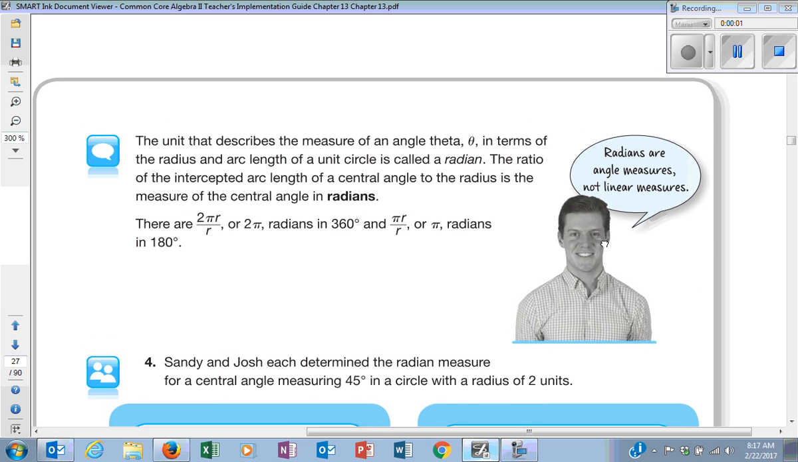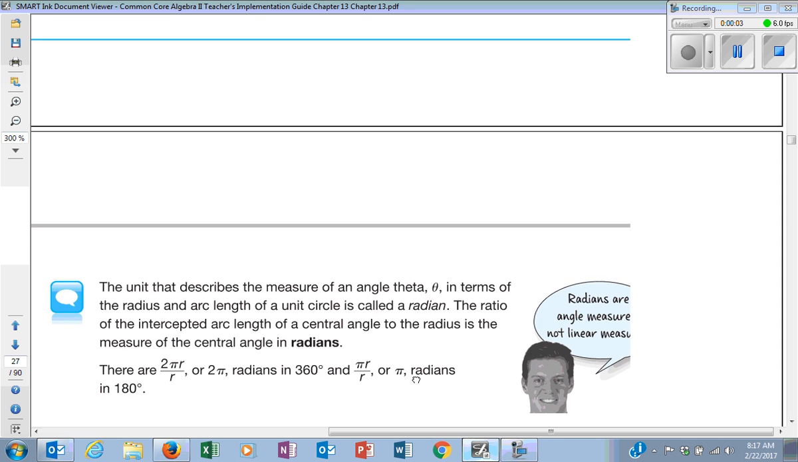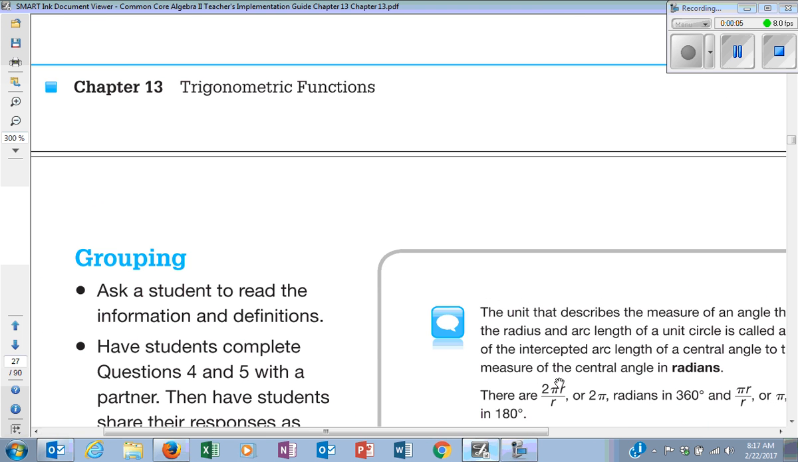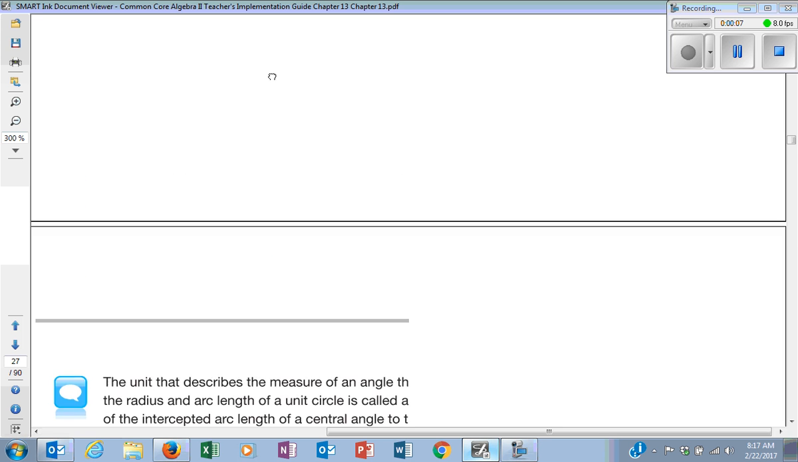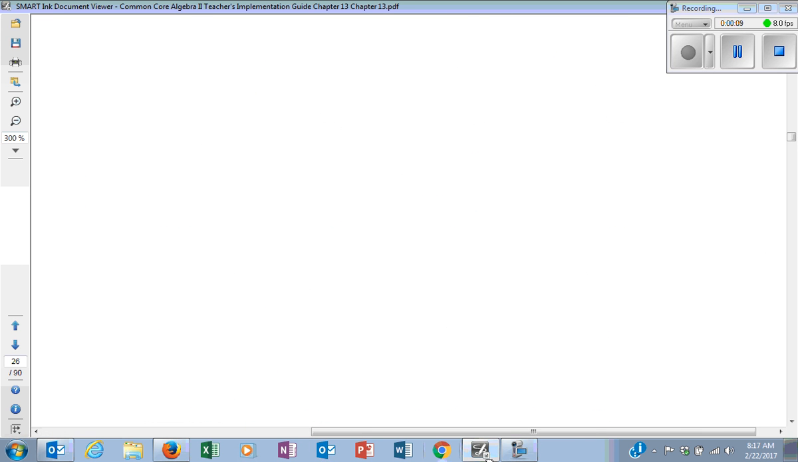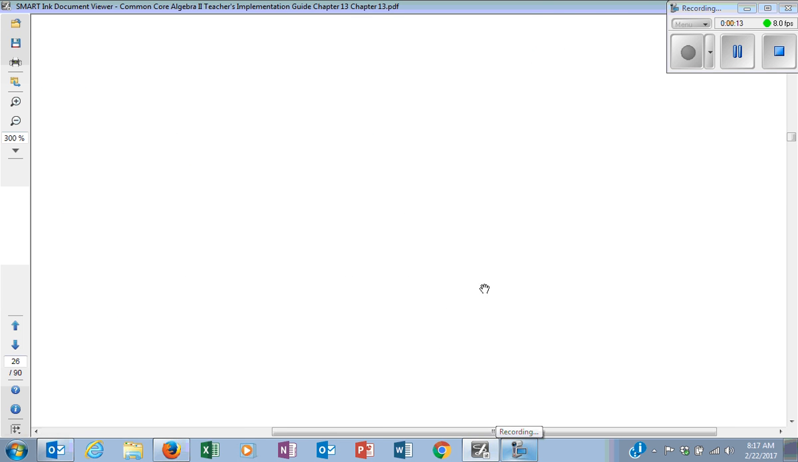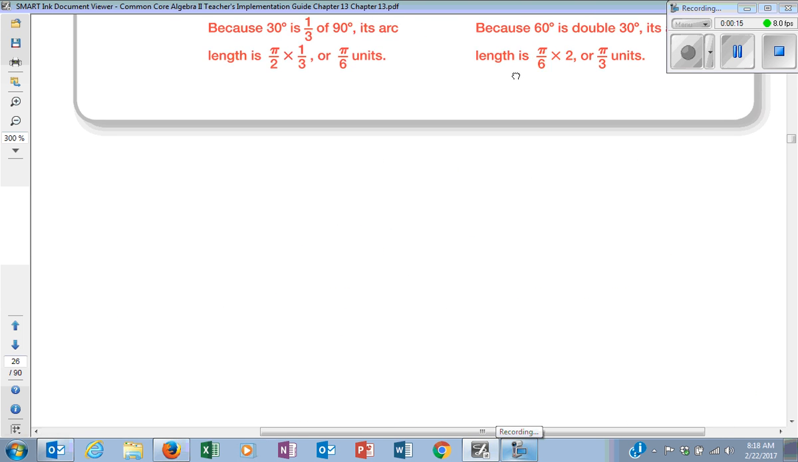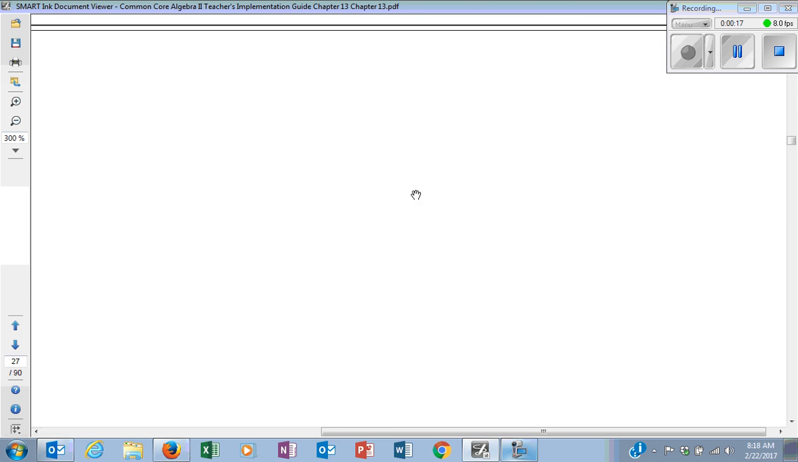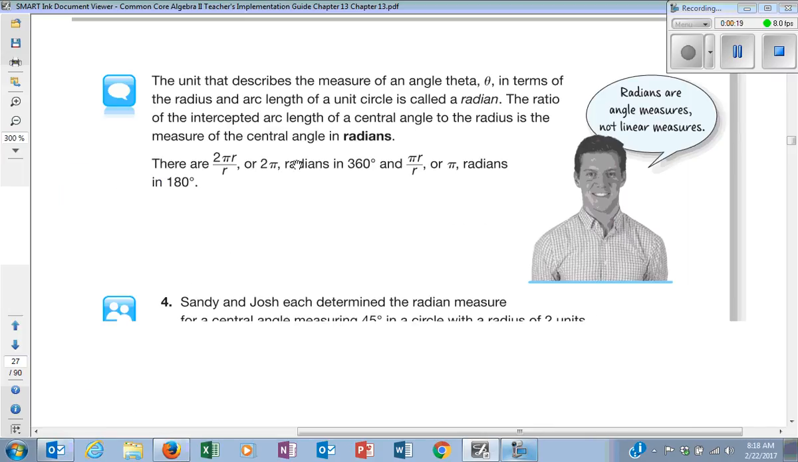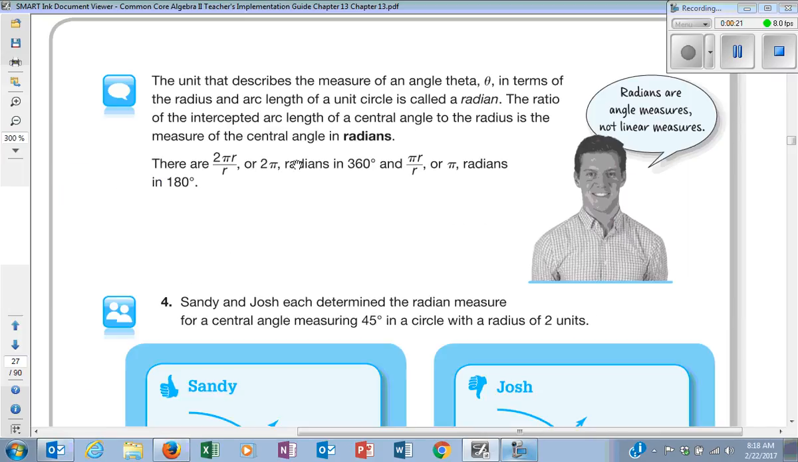We are finishing up 13.2 today. This is page 975. So here we go. This is the thing that we were trying to understand yesterday. Now we're going to get into a little bit more.